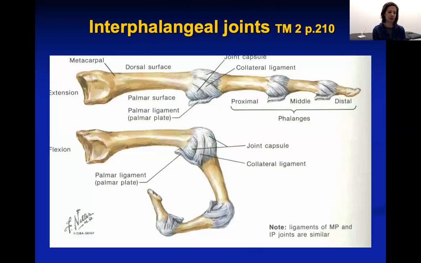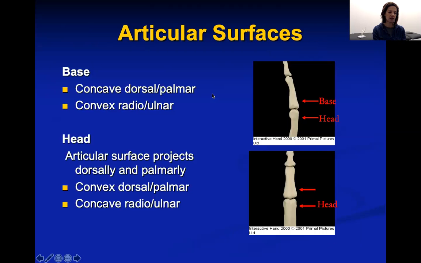And here are the interphalangeal joints just to look at the ligaments. The articular surfaces, like I said, the base is concave in the dorsal palmar direction, but it's convex, as we see here, in the radio-ulnar direction. The head and the articular surface project dorsally and palmarly.